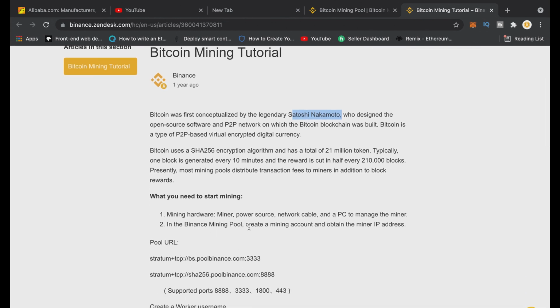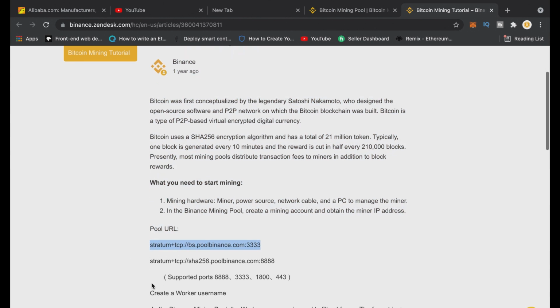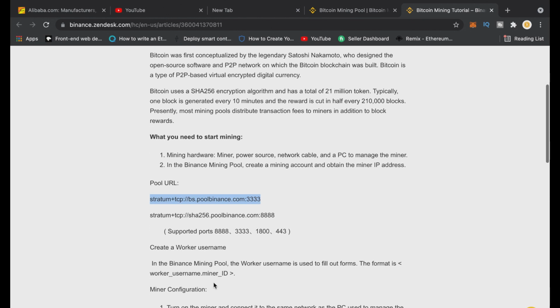In the Binance mining pool, create a mining account, and obtain the miner IP address and the pool URL. So there's a pool URL, right? These are the new support ports. Then create a worker username in the Binance mining pool.